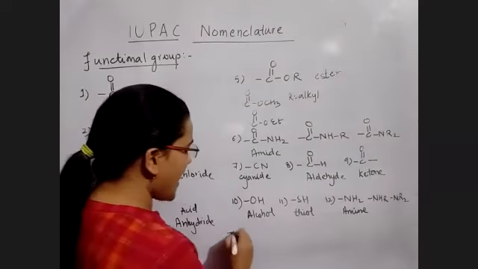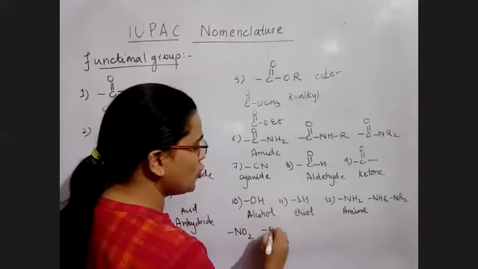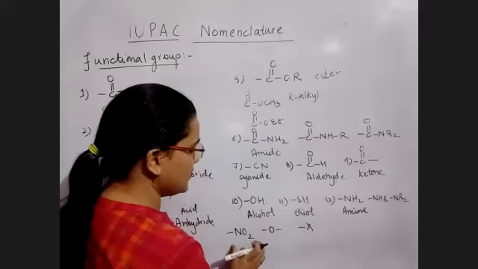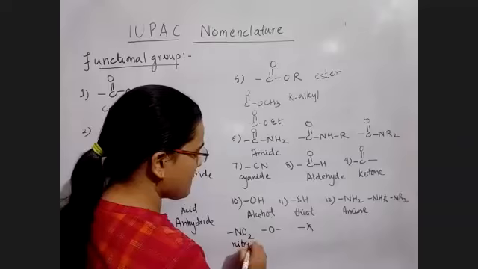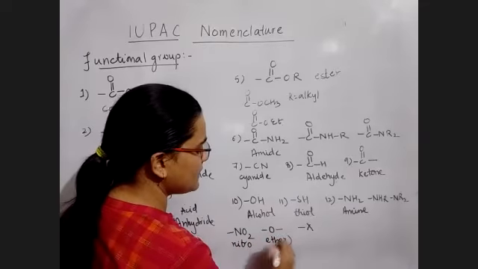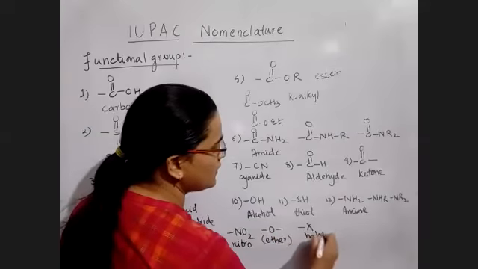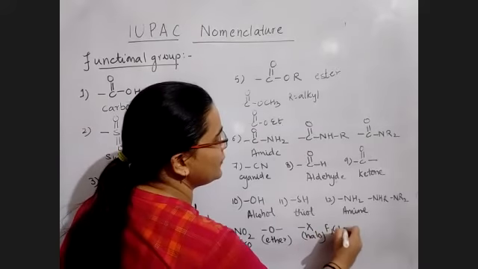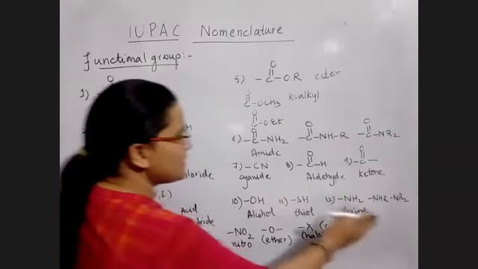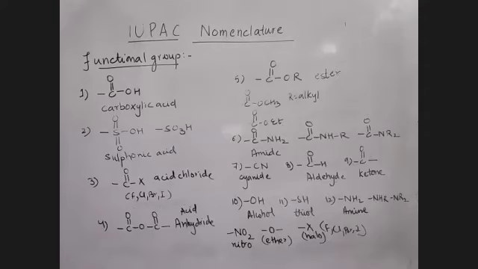Now, the groups which act as side chain are NO2, OR, and X. Name is nitro. Name is ether. And this is halo. It can be fluorine, chlorine, bromine, iodine. Till 12, these are the functional groups. Now I'll draw a few structures. First, you should know how to identify functional groups. Then we talk about their IUPAC nomenclature.